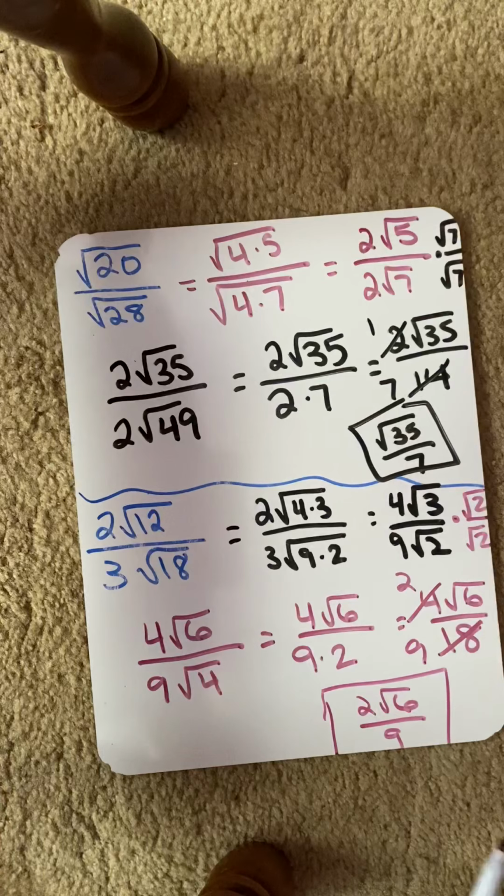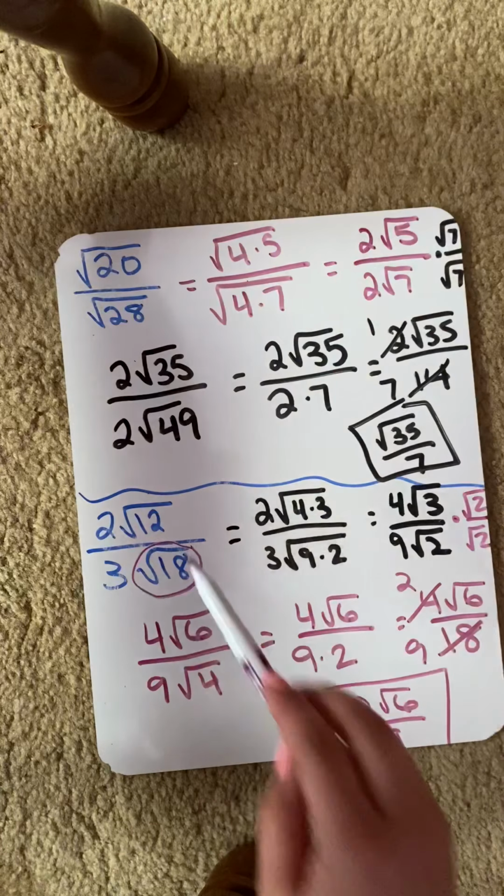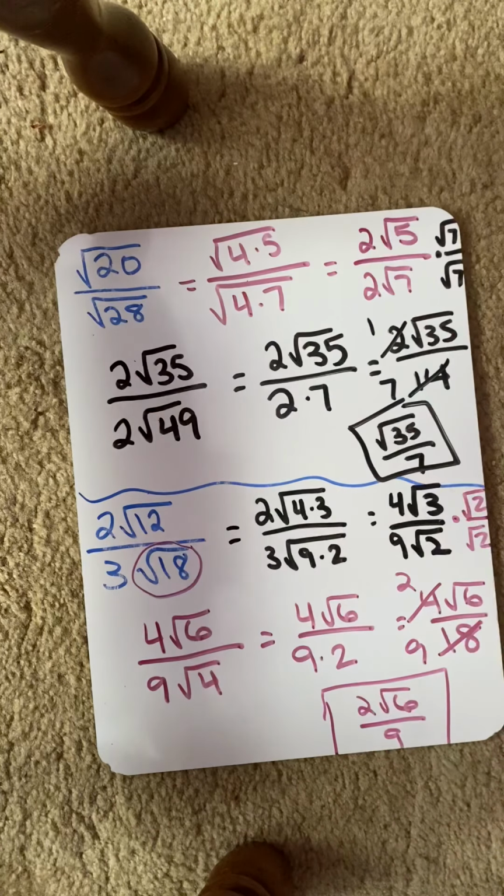So in all of these, you're only multiplying by the radical that's on the bottom, and if you can simplify it first, you do, and then simplify at the end.